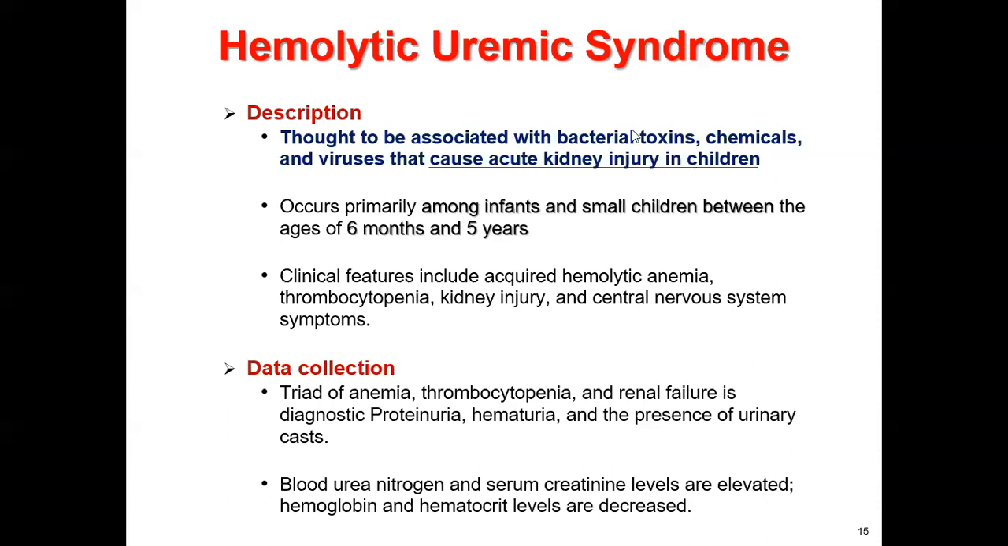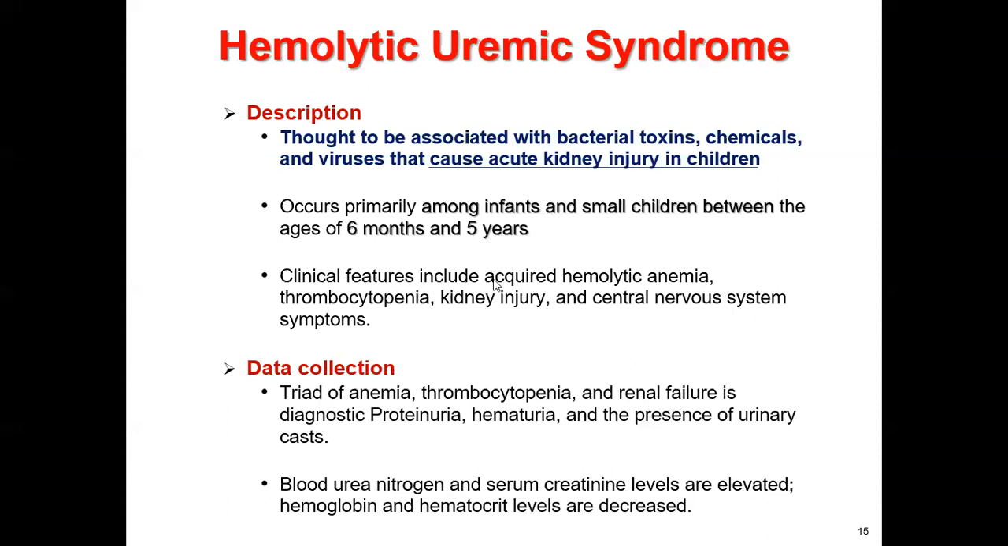So the risk factors or agents are bacteria, chemicals or viruses, and they cause a condition resulting from damage of the small blood vessels in the kidney, and this causes diarrhea, abdominal pain, vomiting and fever. It usually occurs primarily among infants and small children between the ages of 6 months and 5 years.